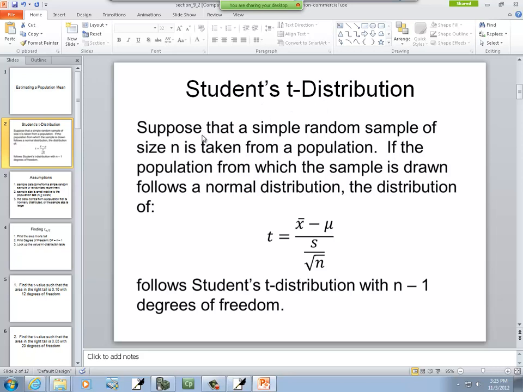Students' t-distribution. It says, suppose that a simple random sample of size n is taken from a population. If the population from which the sample is drawn follows a normal distribution, the distribution of t equals x bar minus mu over s divided by square root of n follows students' t distribution with n minus 1 degrees of freedom.